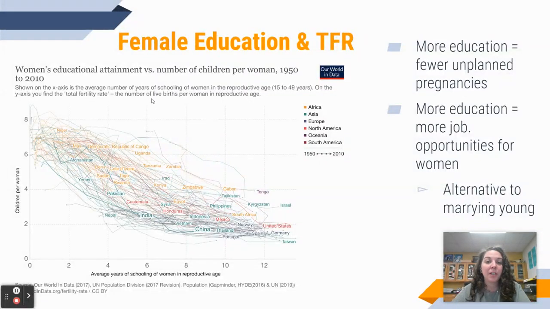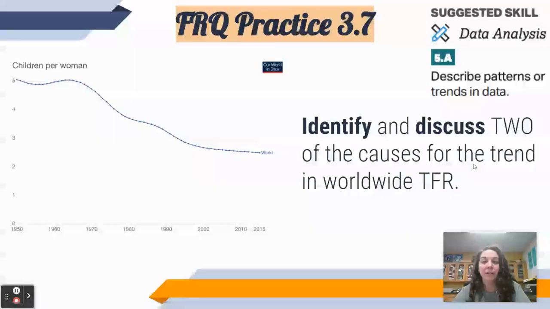Here's how female education affects that TFR. Also, very strong correlation there. As the average years of schooling increases, the children per woman decreases. So that leads to more education, leads to fewer unplanned pregnancies, more job opportunities, and gives women an alternative to being forced to marry very young.